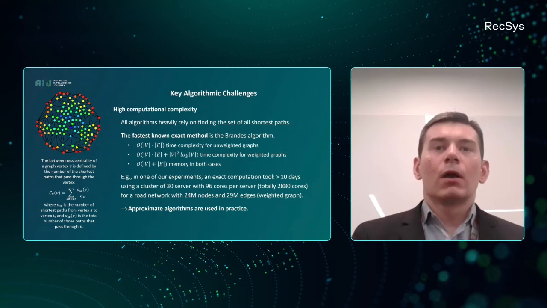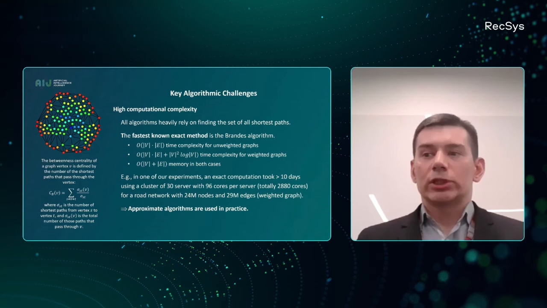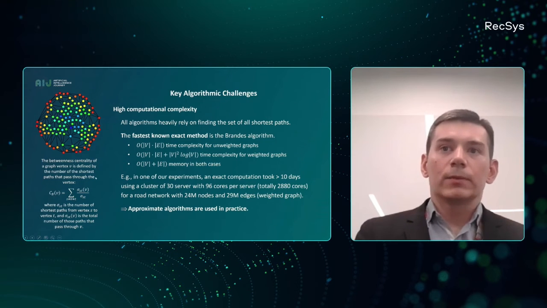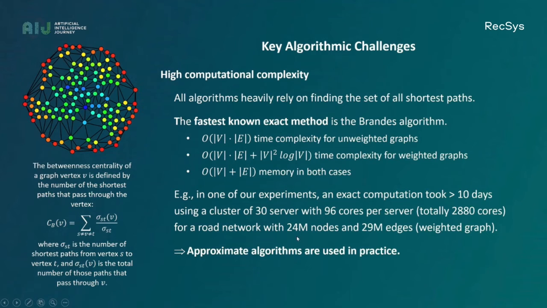Now, what is the challenge and the problem? The problem is that this is a very extensive calculation challenge. We have tested the exact method of calculating centrality using the road grid plan. This was a plain graph, 24 million vertices, 29 million edges, weighted graph, 24 million nodes. We used 30 servers, 96 cores per server, totaling 2,880 cores for a road network.